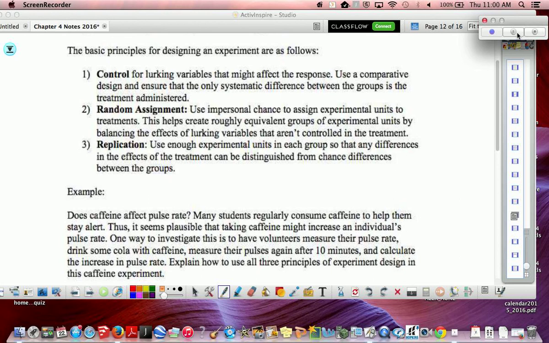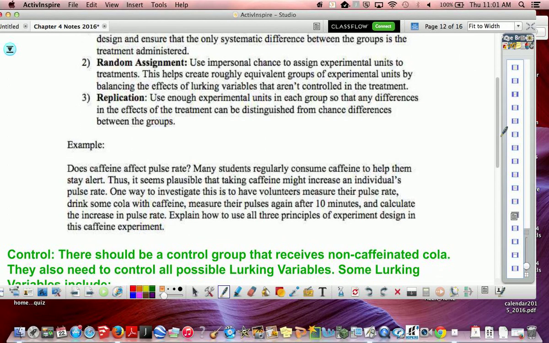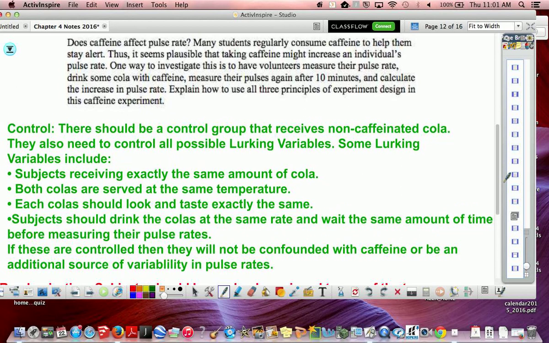Anyway, getting back to this, first of all, one of the things that we want to do in the control part is make sure that we have a control group. Meaning, in this experimental design, we're going to have students try colas with caffeine, and we're going to have a group of students that actually drink colas, but the cola is going to be decaffeinated. So you're going to have a caffeine-free cola group. Then you want to start to control for some lurking variables.